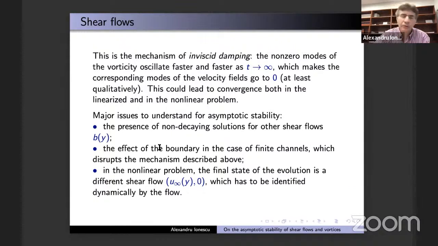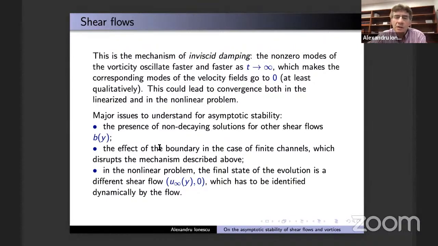Another important issue is that for the nonlinear problem, we expect that the final state... So in order to prove asymptotic stability, we need to understand the final state. So we need to understand what happens to the solution as the time goes to infinity. Now, what we expect is that the final state is going to be a different shear flow. It doesn't have to be the same. We are starting from near one shear flow, but we can converge to a different one, nearby another shear flow. And there's a very large family of shear flows.